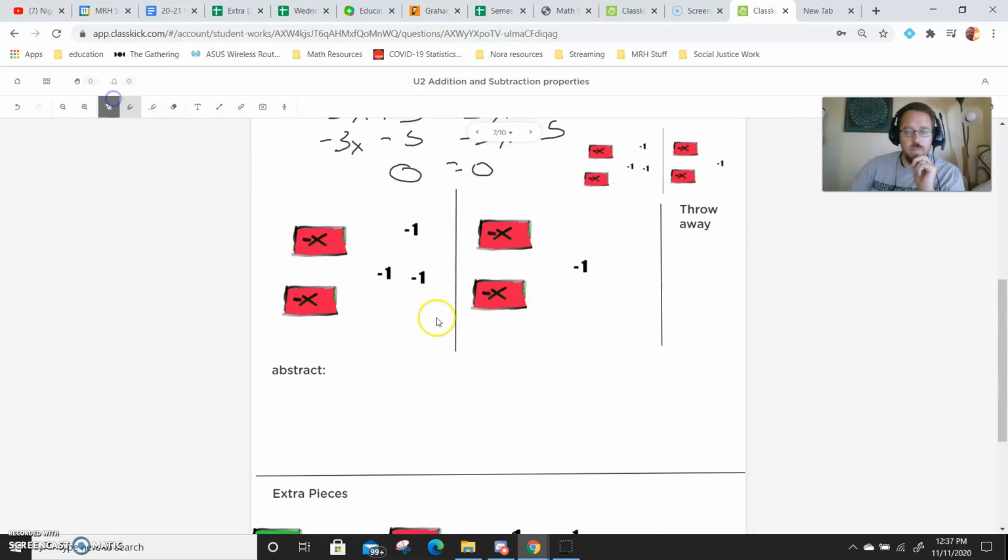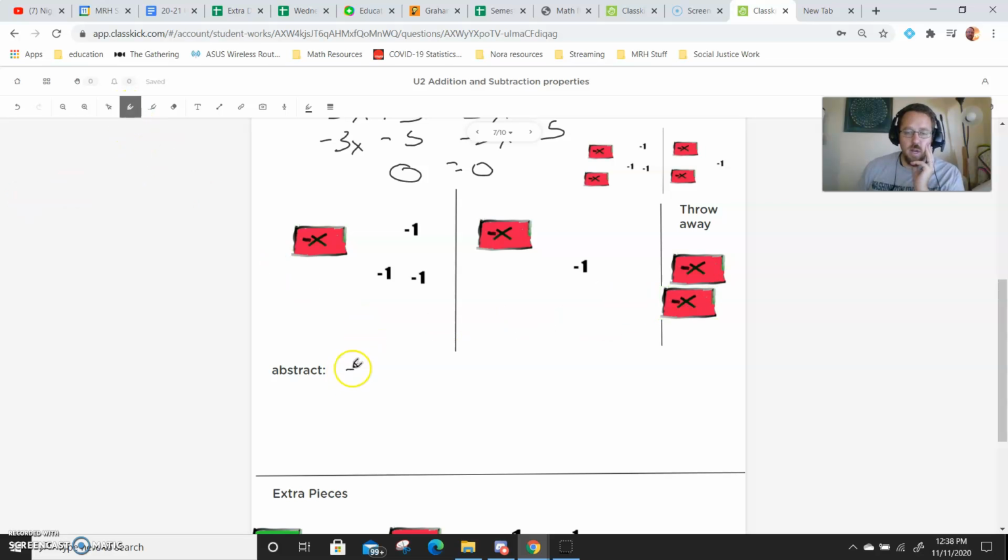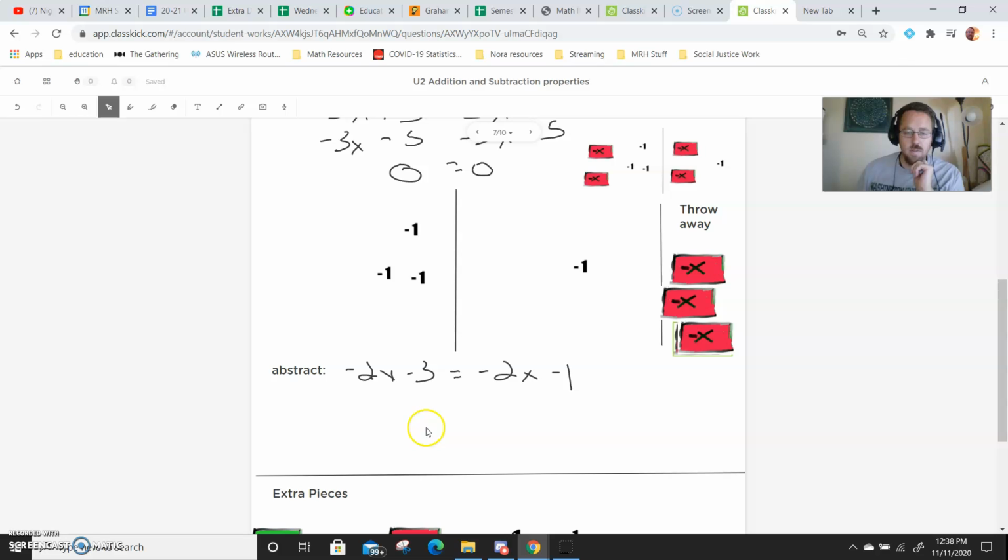For this one, I'm trying to figure out what x is. I'm going to do the same thing, the throwaway method. Oh, let me write it out first. This one would be negative 2x minus 3 equals negative 2x minus 1. So take away my x's, 2 x's from both sides. I'm taking away negative x's, so I'm going to add 2x to get rid of the negative. And then I'm going to take away one of the negative 1s from both sides, so plus 1, plus 1.